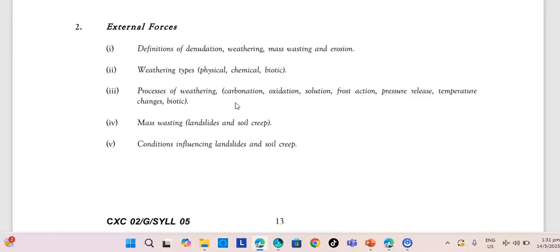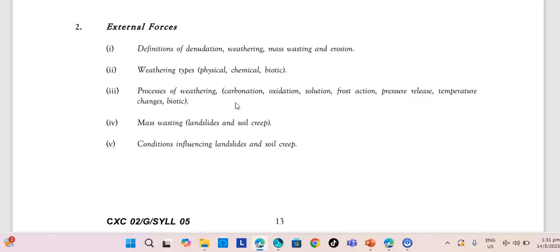So a simple summary, if they ask you about the processes of weathering, they are carbonation, oxidation, solution, frost action, pressure release, temperature change, and biotic. If they ask you what type of weathering each process comes under, carbonation is chemical weathering, so acid rain dissolves limestone. Oxidation is an example of chemical weathering. Oxygen causes rocks to rust and break.